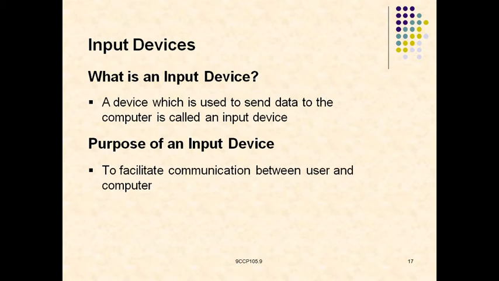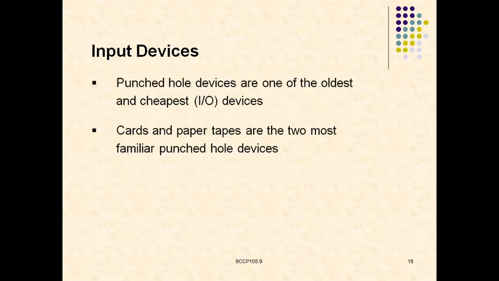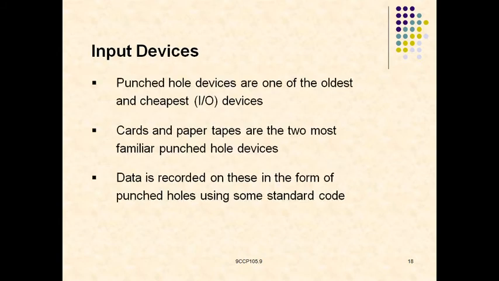So keyboard and mouse are the input devices in the computer system. The purpose of an input device is to facilitate communication between the user and the computer. An input device acts as a mediator between the user and the computer system. Okay students, now what are the input devices?